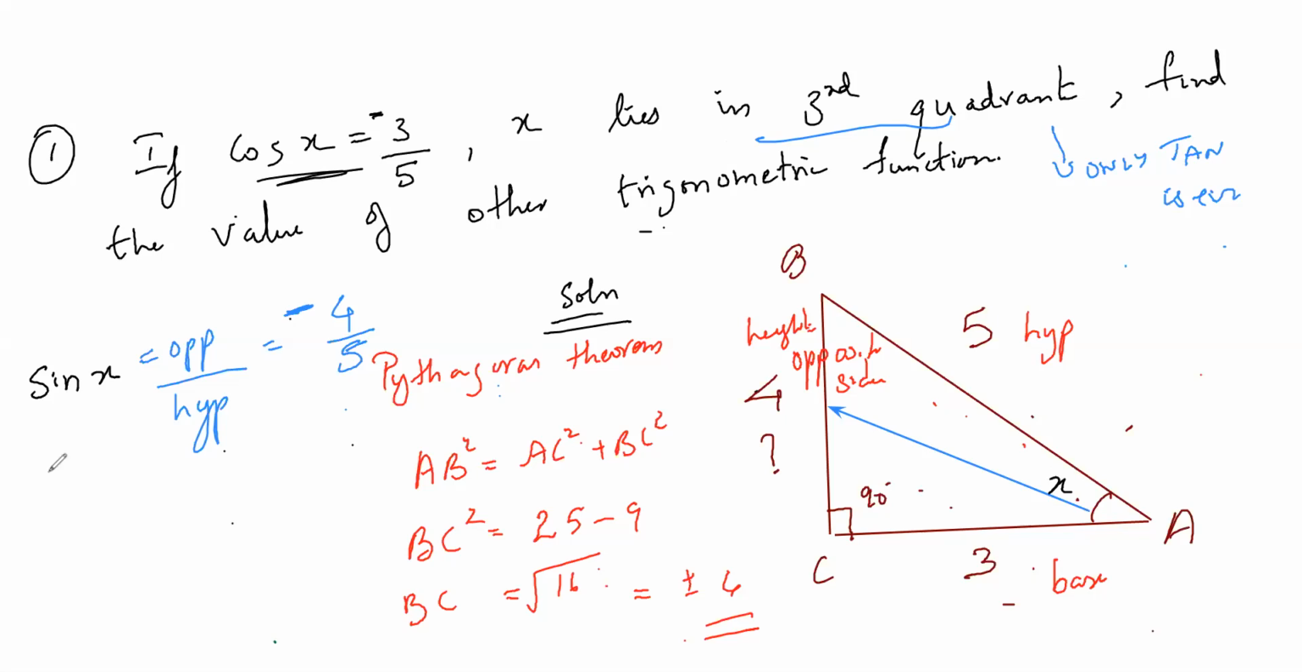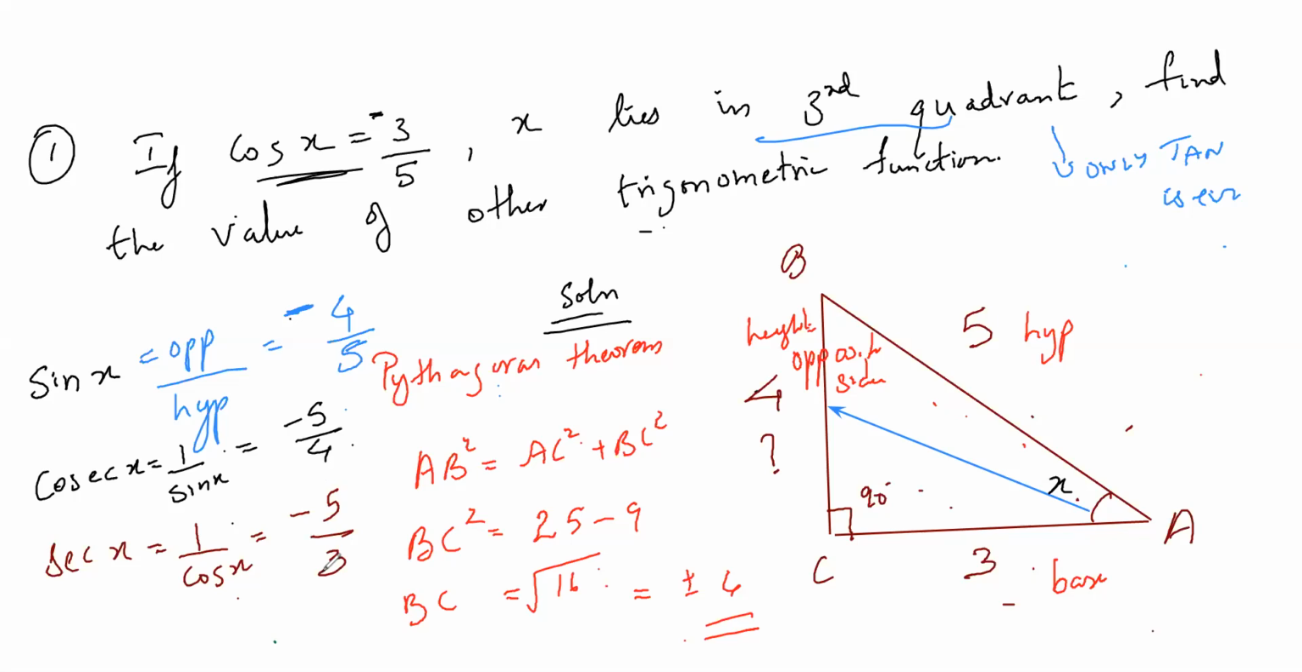Sin x. Cosec x is what? 1 by sin x, which is minus 5 by 4. Correct? And sec x. Sec x is the reverse of cos x, 1 by cos x. So minus 5 by 3.